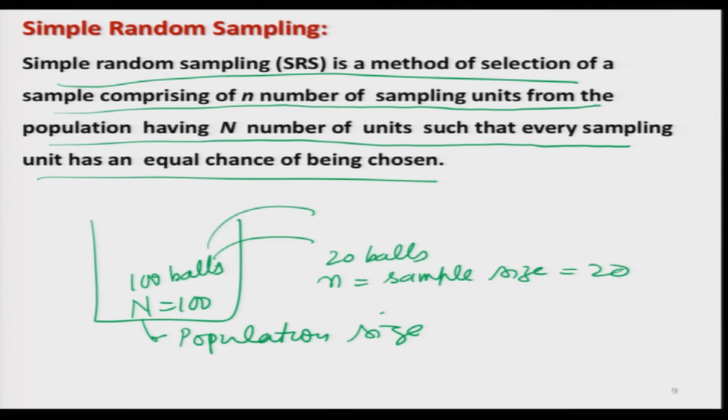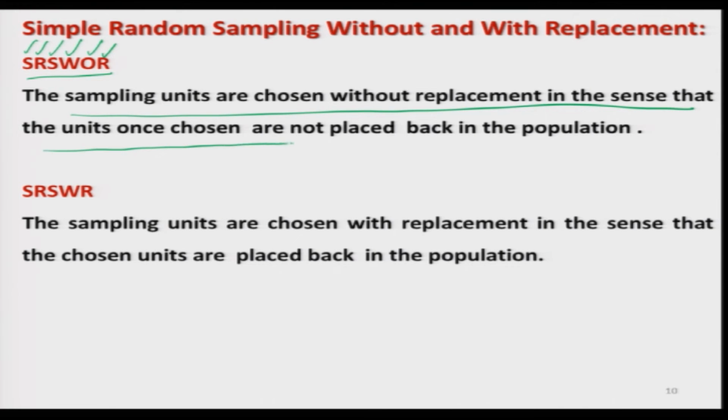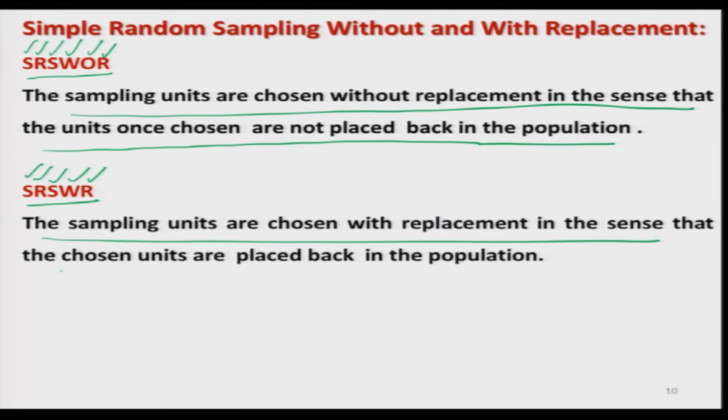And when we are trying to execute this simple random sampling, we have two options: simple random sampling without replacement and simple random sampling with replacement. In the case of simple random sampling without replacement, which we indicate by SRSWOR, the sampling units are chosen without replacement, in the sense that the units once chosen are not placed back in the population. And the second technique is SRSWR, simple random sampling with replacement. In this case, the sampling units are chosen with replacement, in the sense that the chosen units are placed back in the population. That is the difference, right.